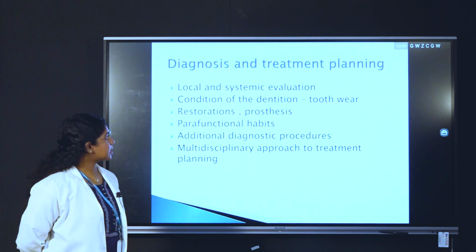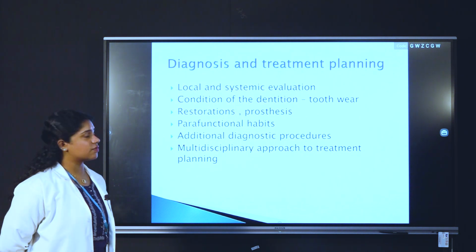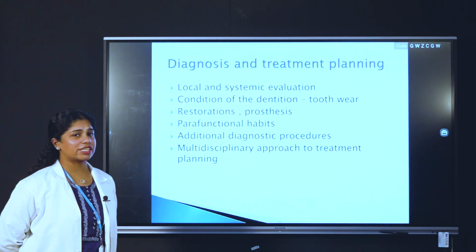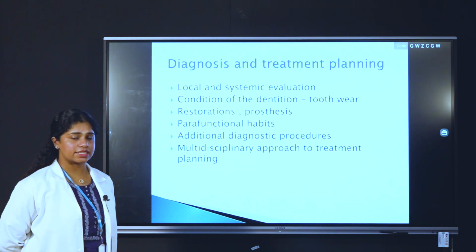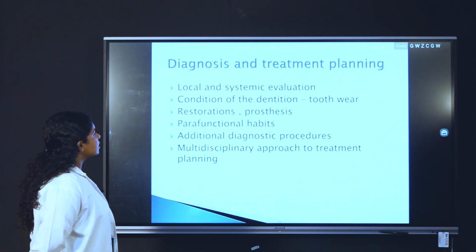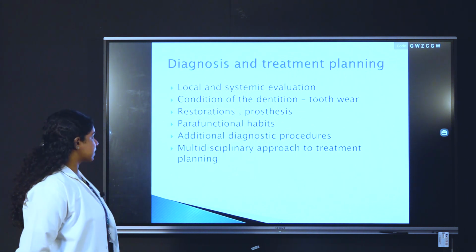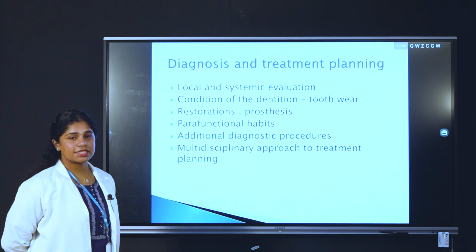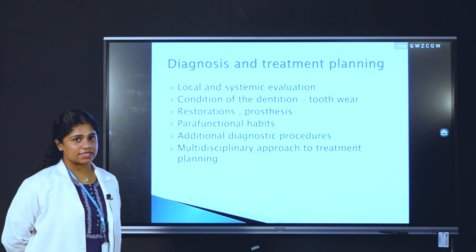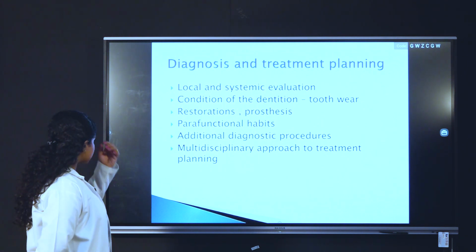So the diagnosis and treatment planning, local and systemic evaluation in an adult patient is very important. All systemic evaluation is to be done. The general health status of the patient is to be considered properly before we start the case. Condition of the dentition, that is tooth wear that is seen in the patient, is to be considered. Any restorations or any processes that are required are to be considered using a multidisciplinary approach with other departments.